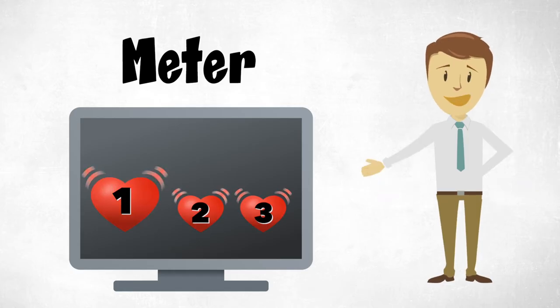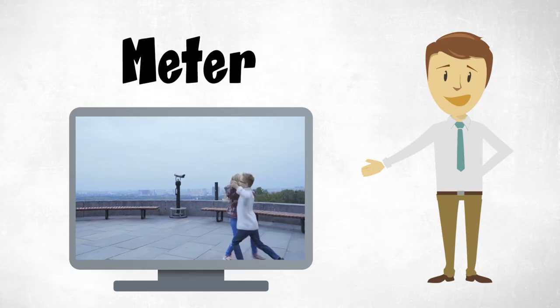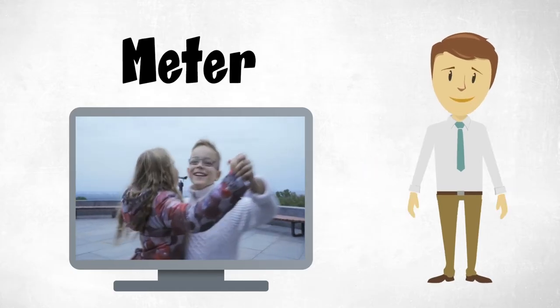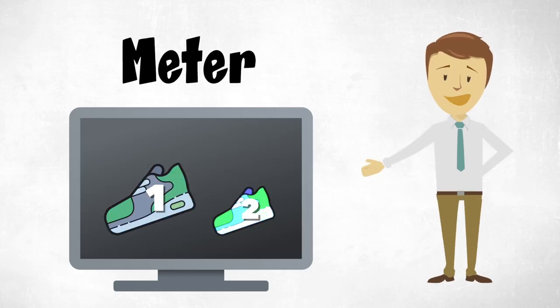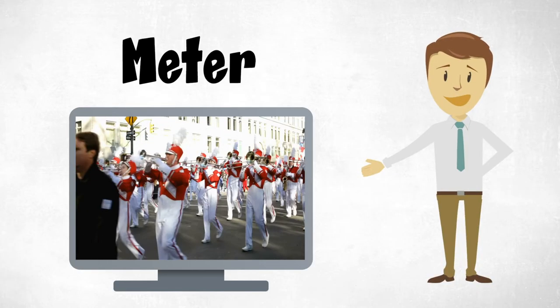Meter can be in threes, makes you wanna sway side to side. Or it can be in twos, makes you wanna tap your feet. You know those things inside your shoes.